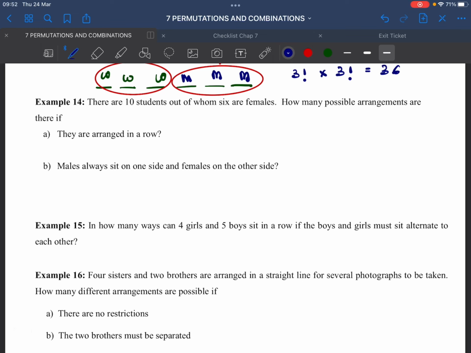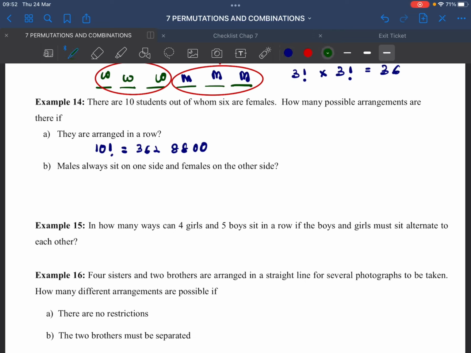So, let's see example 14. There are 10 students, out of whom 6 are females. How many possible arrangements are there if they are arranged in a row? Okay? No restriction. All 10 students arranged in a row straight away. 10 factorial. Okay? Equals to 3,628,800. Okay, now let's see. Question B. Males always sit on one side and females on the other side.